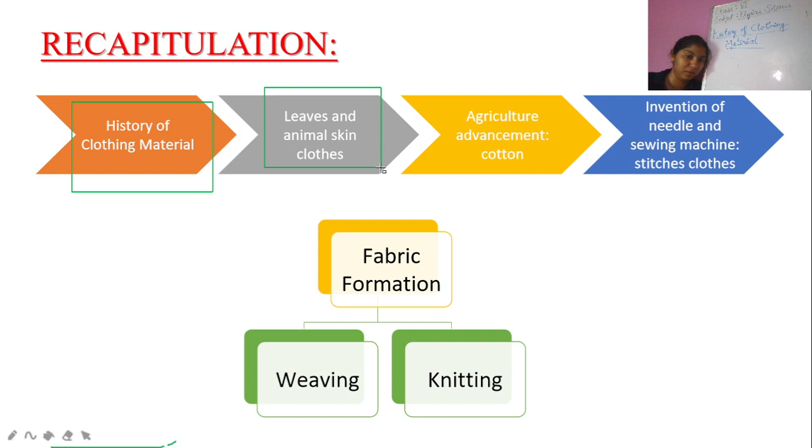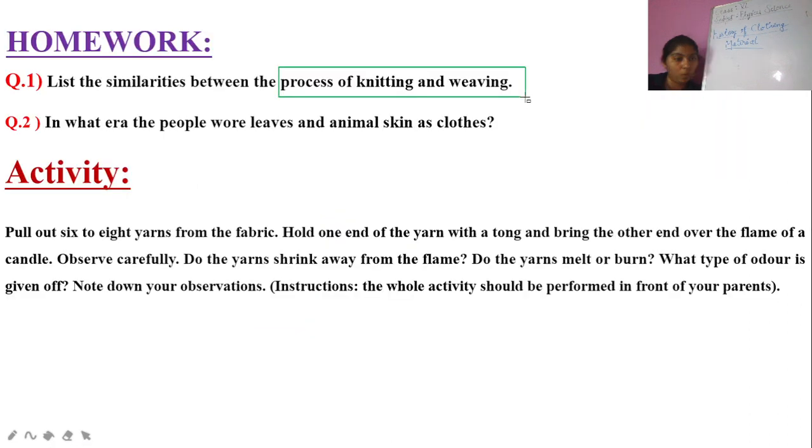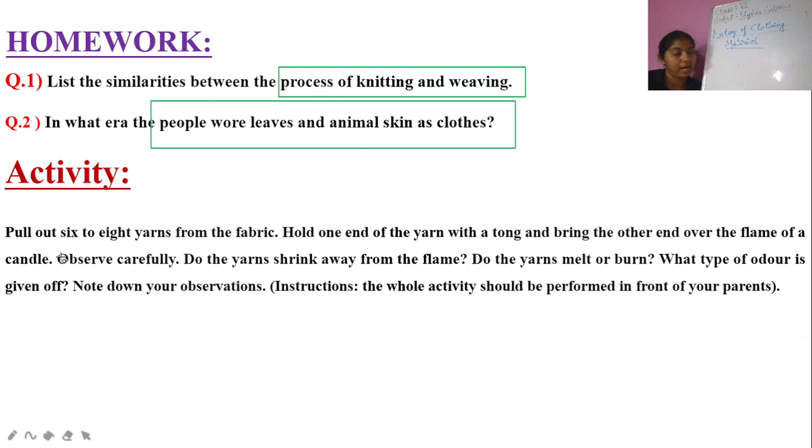Now students, we have a homework. You have to list the similarities between the process of knitting and weaving. Then you have to write in which era the people wore leaves and animal clothes. At the last we have an activity. You have to pull out 6 to 8 yarns from your fabric, and then hold one of the yarns with tongs and bring it towards the flame of a candle. So this is an activity, and observe it carefully.